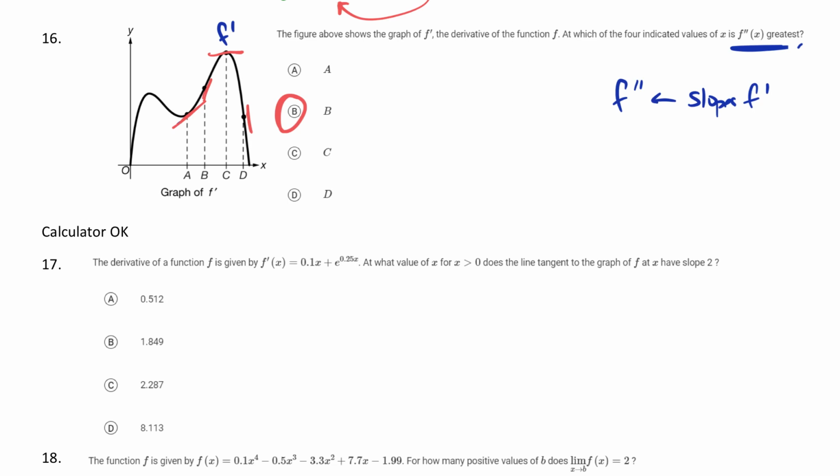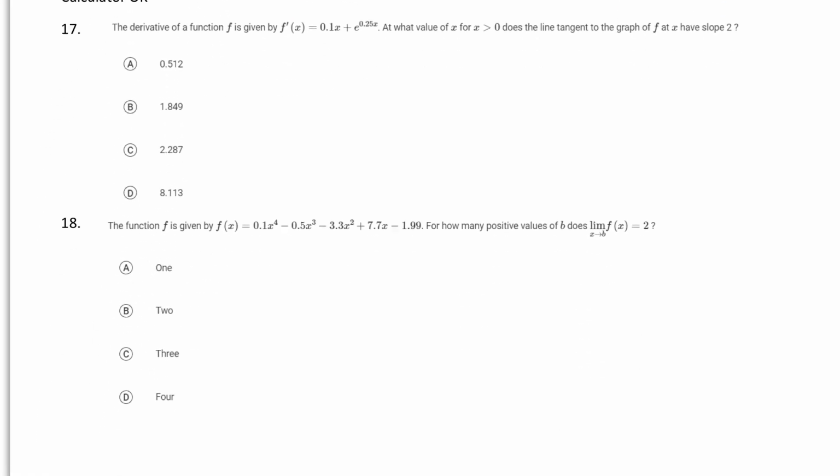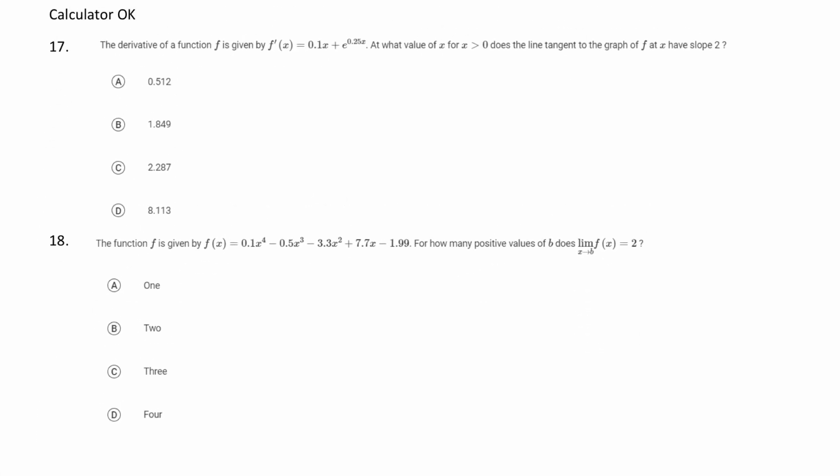All right, now moving on to the calculator part of this. So let's take a look here. I'm going to have my calculator on the side. I'm not going to open up the window, I'll just graph it for you on the side when I need to and explain. So make sure you have your calculators handy. Over here it says the derivative of a function f is given by that. At what value of x does the line tangent to the graph have a slope of 2?